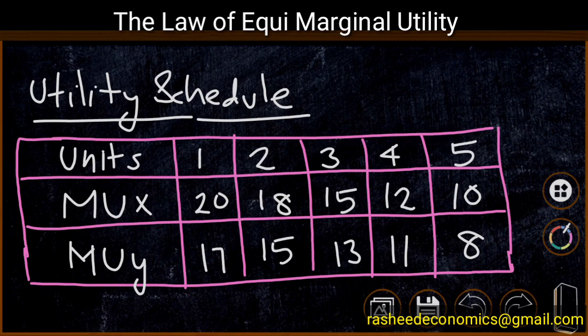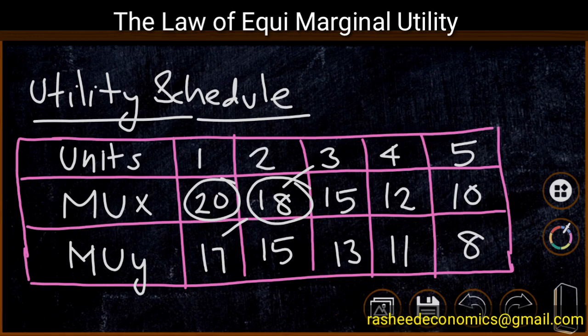It means that if the consumer is consuming only one unit of X or Y, he will consume X because the price of X and price of Y are the same, and the marginal utility of X is 20 here. And if he is consuming one more unit, then he will compare. Already he got 20. Now the consumer needs to compare this 18 and 17. Here also the consumer has a tendency to consume X because it provides more utility than Y.